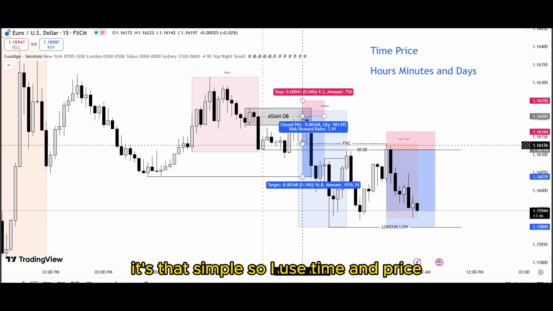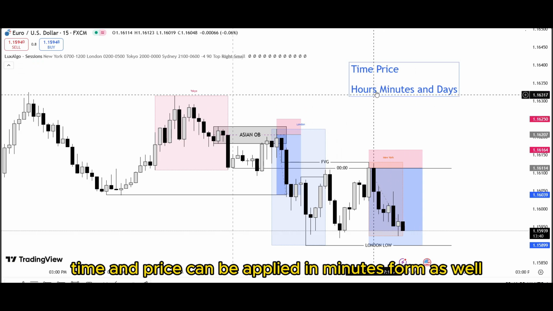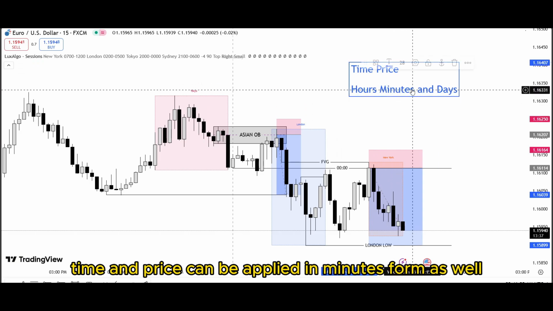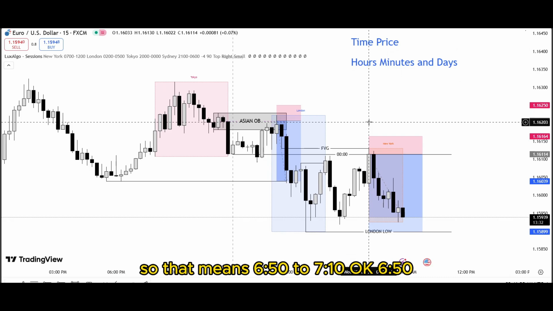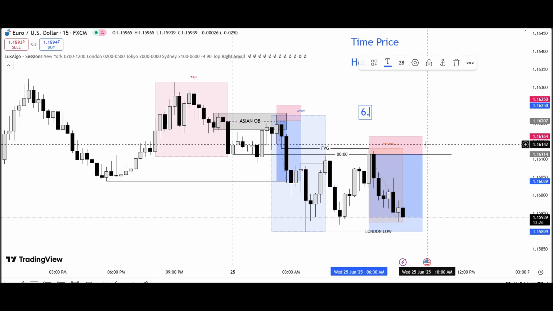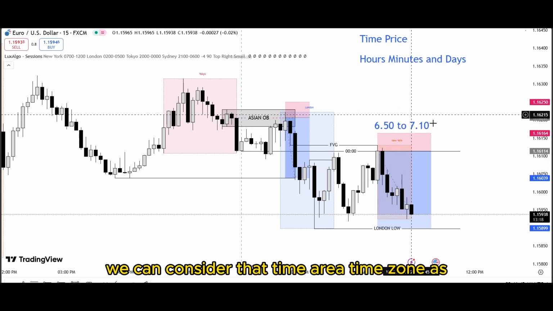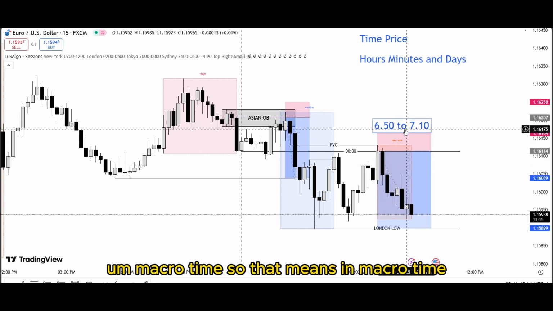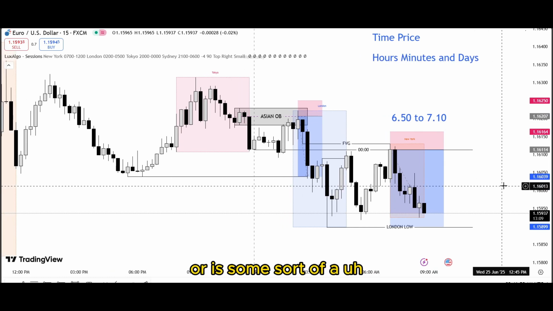So I use time and price, but in this case I use macro time. I told you guys before, time and price can be applied in minutes form as well. In this case guys, I entered this trade at 7 a.m., so that means 6:50 to 7:10. We can consider that time zone as macro time. So in macro time, most of the time price might show some sort of a reversal or some sort of a change in the structure in that time.